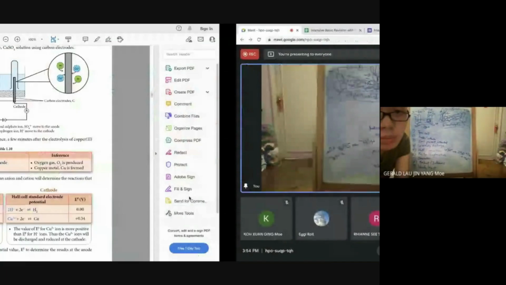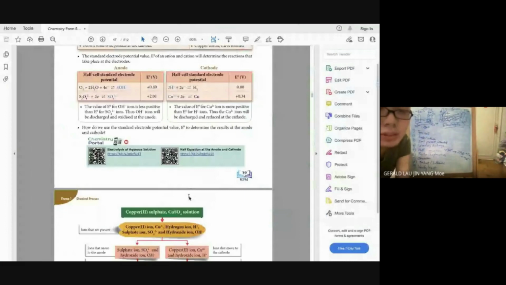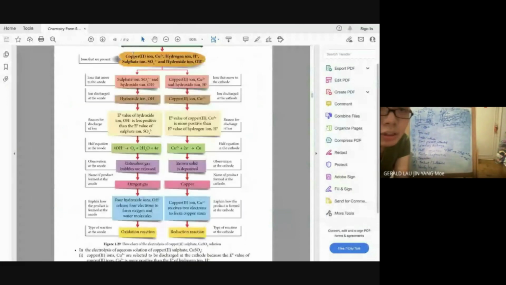Process this later again, okay? Identify factor. Now we look back at the textbook. So, copper 2 sulfate solution, you see the process is the same thing. Ions that are present: copper 2, hydrogen, sulfate, hydroxide. Ions move to the anode: sulfate, hydroxide. Ion discharge, the selectively discharged ion is hydroxide. Why? Inert value of hydroxide ion is less positive than inert value of sulfate ion.